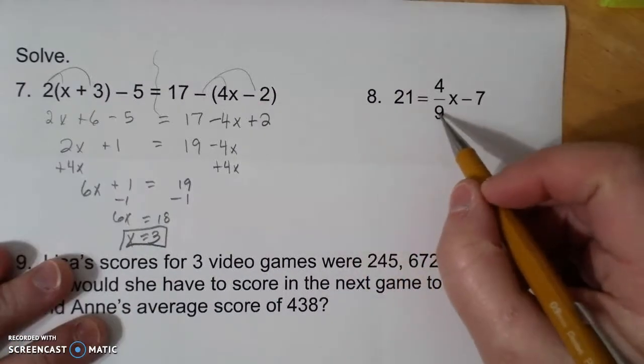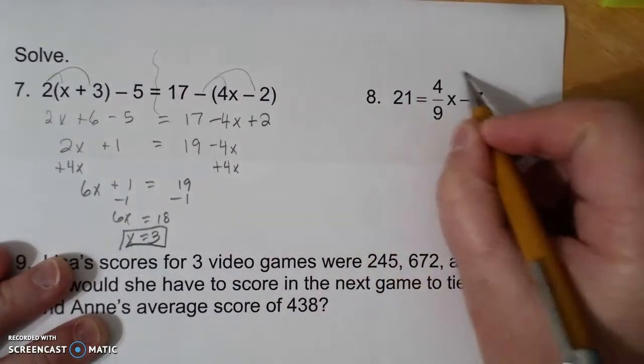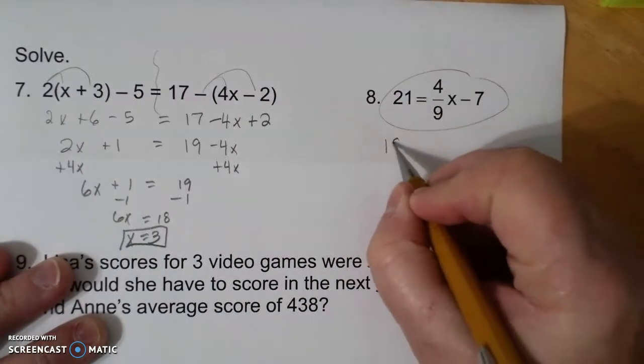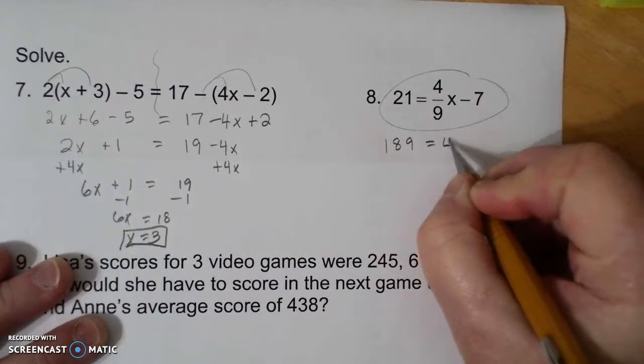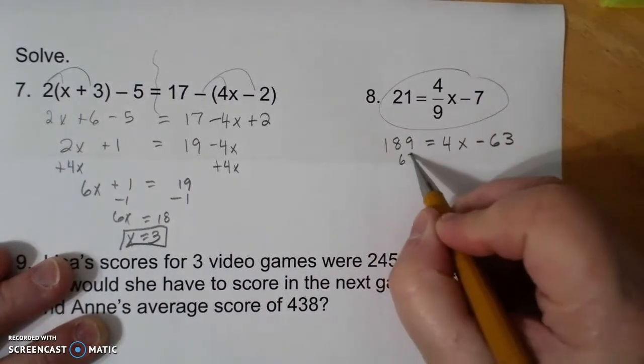Y'all know by now that if I see fractions, I'm allergic to fractions. So I'm going to multiply everybody by 9. And so that's 189 equals 4x minus 63. Add 63.